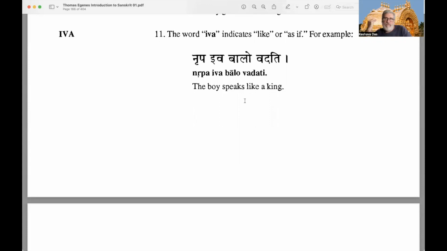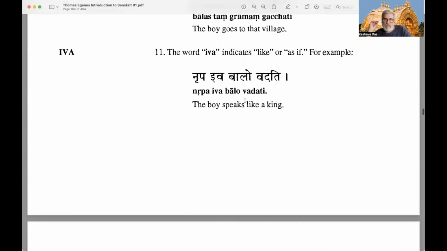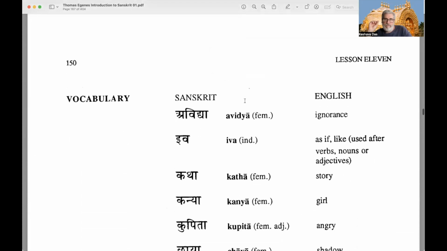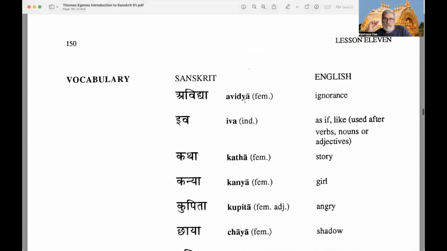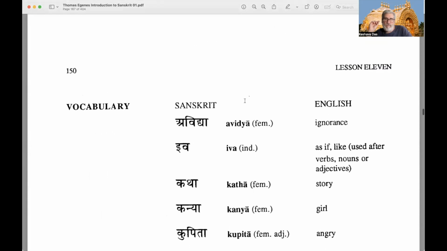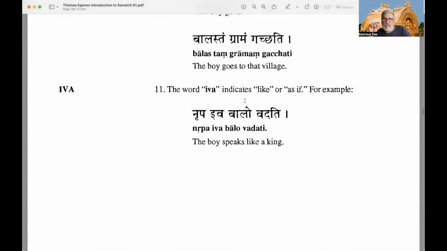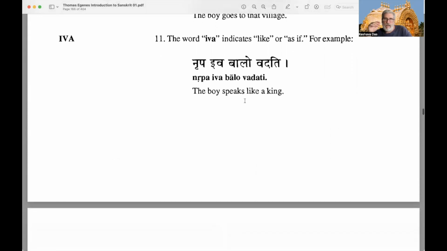So we have vadati, he speaks. So who speaks? The boy. The boy is the subject of the sentence. The boy, balaha, is the boy. The boy speaks. Nripa eva, like a king. Okay. All right. So that brings us to our vocabulary for lesson 11. I think he needs to say a little bit more about the use of eva here, but anyhow, we'll leave that. He hasn't said much about it.